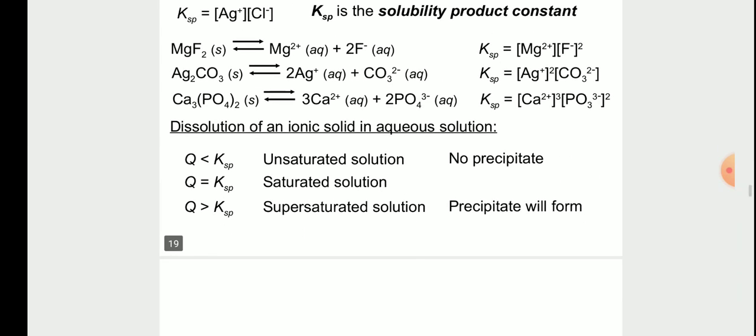Another thing is the ionic product. What is the ionic product?